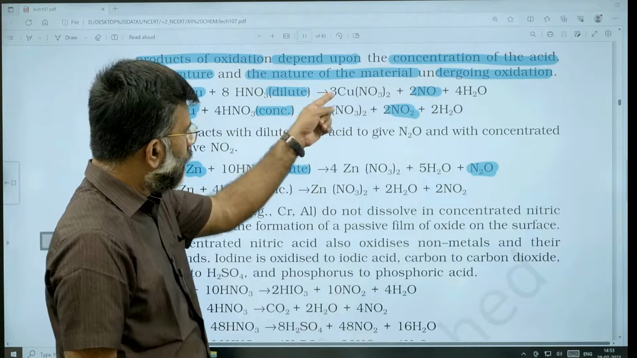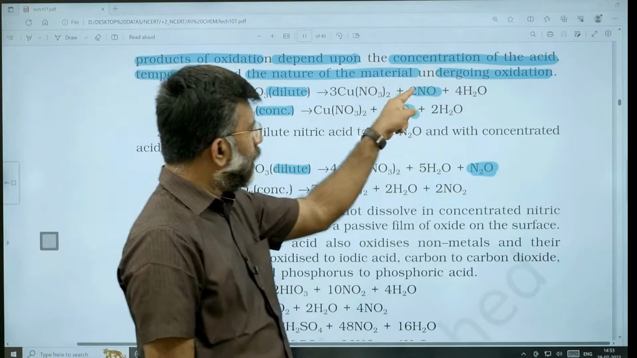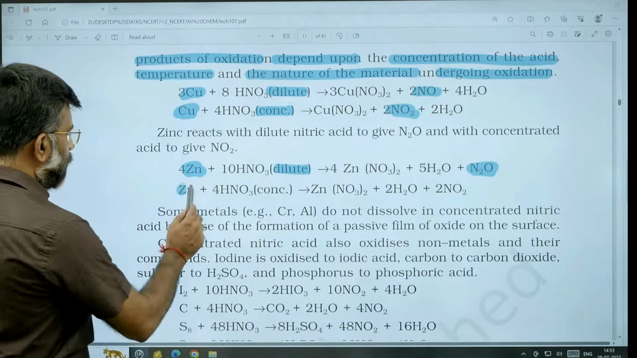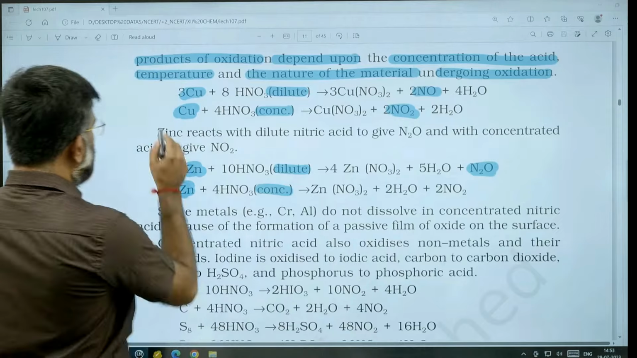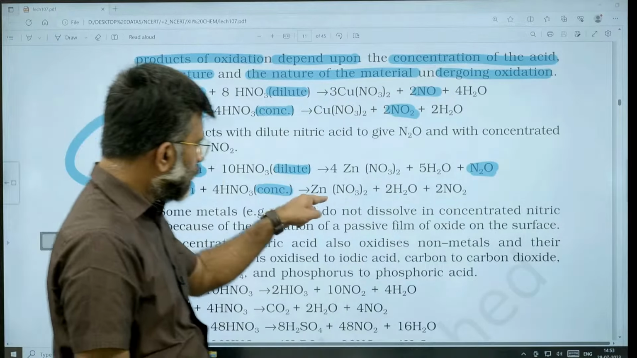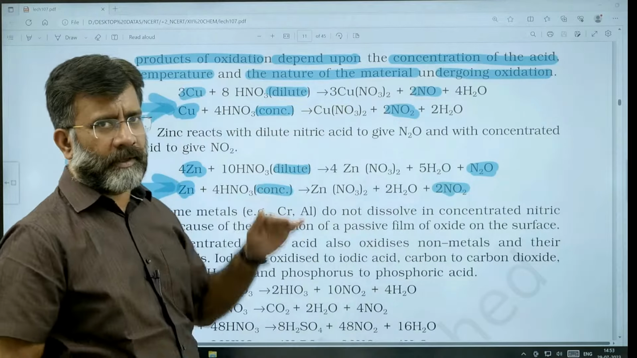So cupric nitrate, zinc nitrate, water, water. Here you get NO, here you get N2O. While the same zinc with the concentrated nitric acid, these two reactions are quite the same. You get zinc nitrate, water and NO2. So these two reactions are quite the same.